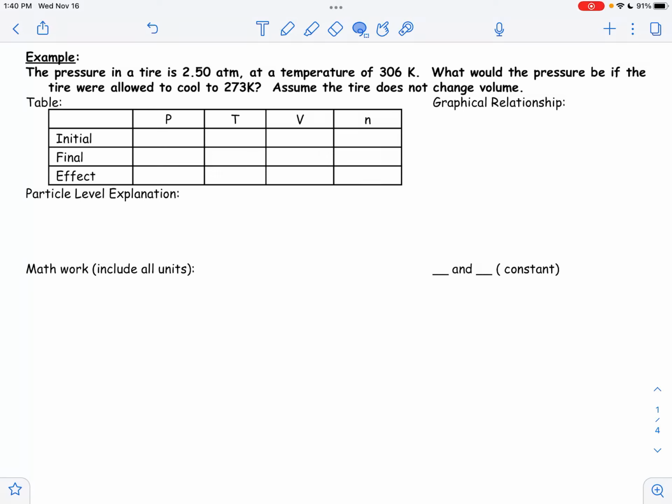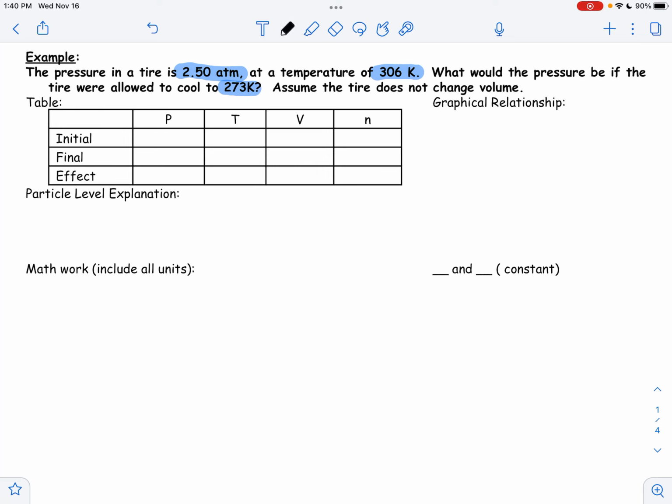Okay, I know we rushed through this in some of the classes, or maybe you just need some further clarification. So I'm going to go over the example problem again one more time. With this, what we're going to do is look at our numbers and see what we know. We know that the pressure at the start is 2.5 atm. The initial temperature is going to be 306 Kelvin, and the final temperature is going to be 273 Kelvin.